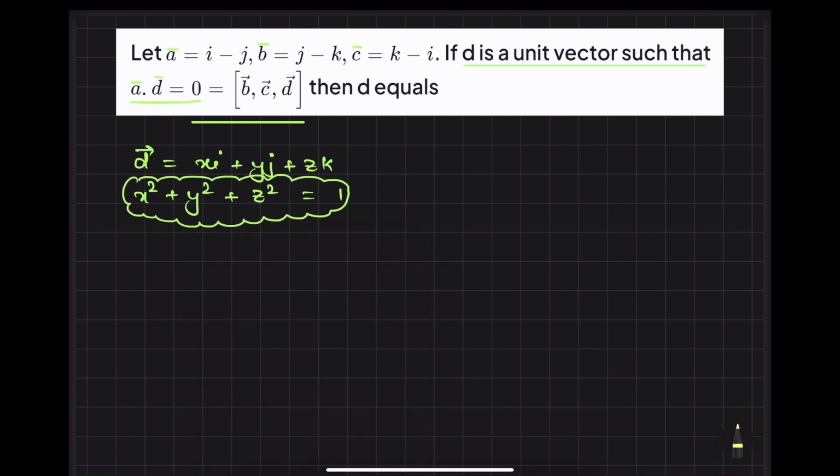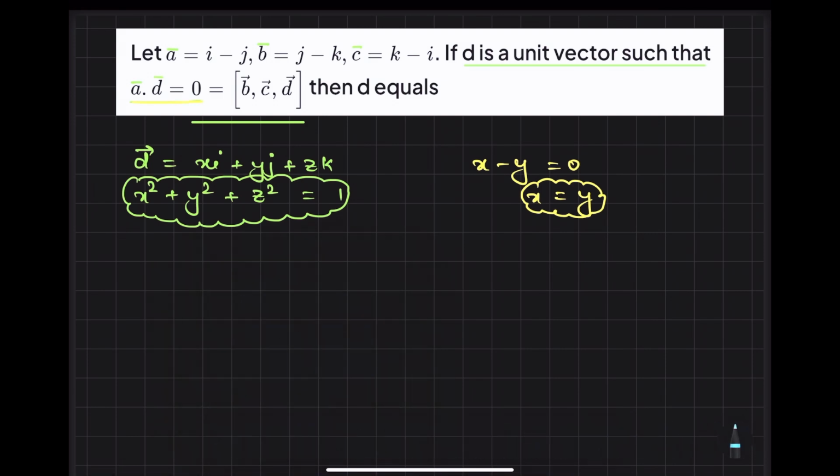Now we will jump on to the next equation where they are saying that A dot D is 0. Now let's do A dot D, means i with i, j with j and k with k. So it is x minus y equals 0, means x equals y. So we got another equation that x equals y.